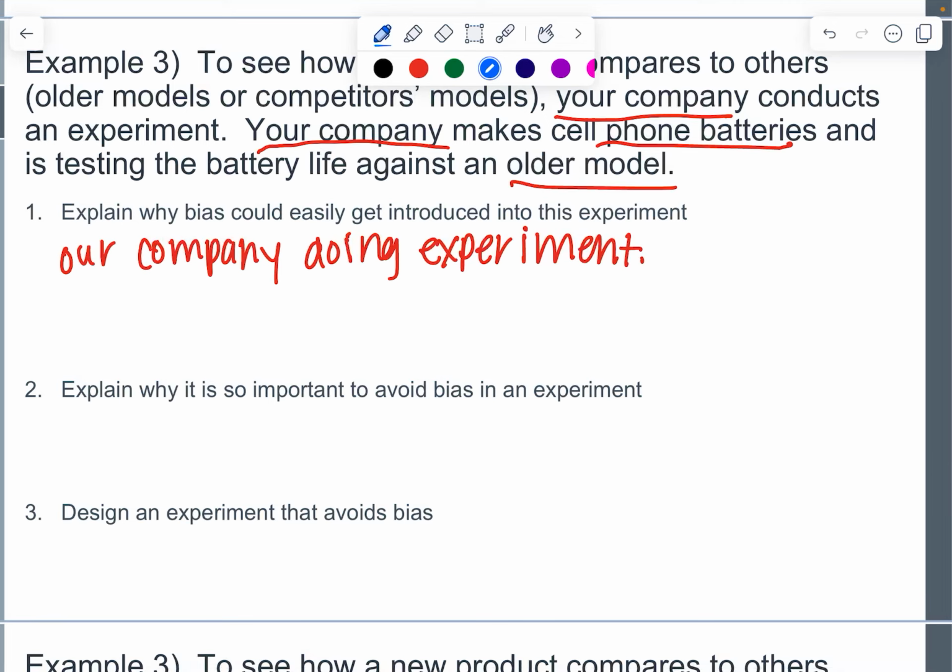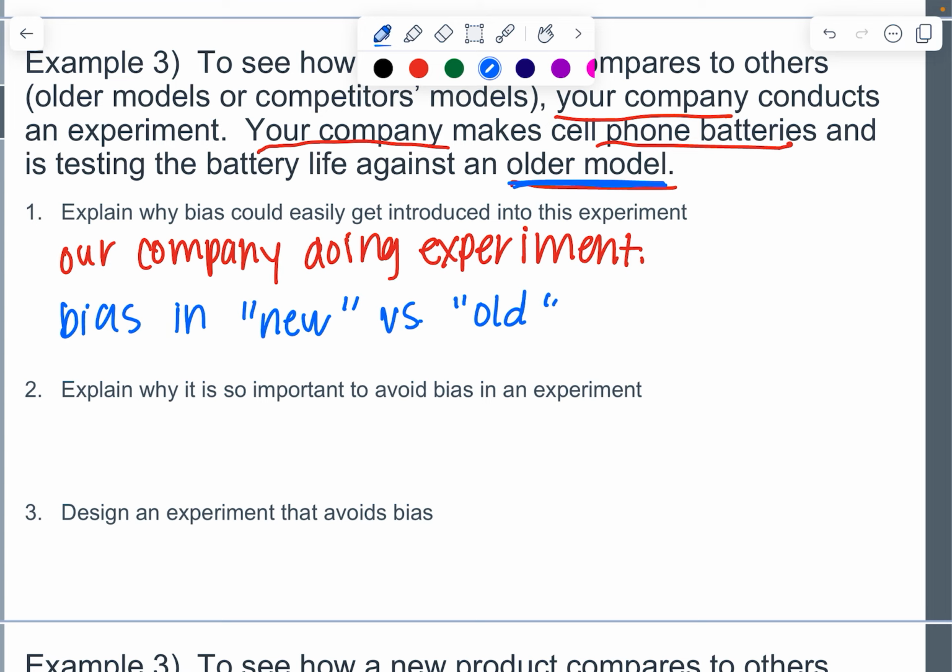Furthermore, there's already just going to be some bias in saying the words older model, right? There's bias in new versus old, right? Like people are going to feel a certain type of way if you say, oh, this is an older battery, or oh, this is a newer battery. So in order for this experiment to be truly unbiased, the batteries shouldn't have any labels. Nobody should know which battery is which except for the people conducting the experiment, if someone's coming in and checking that out.